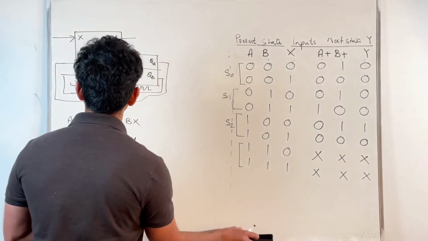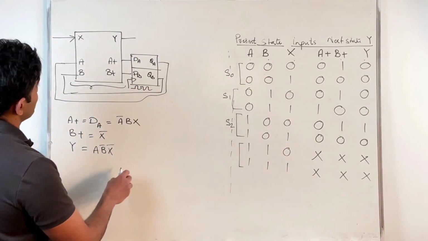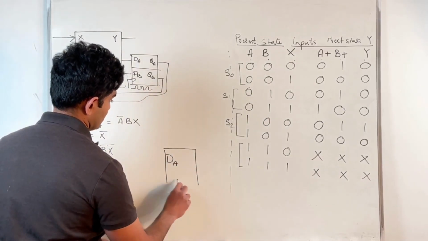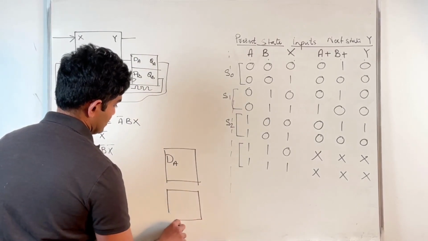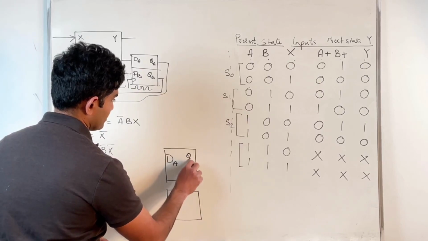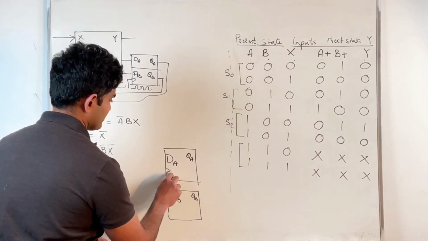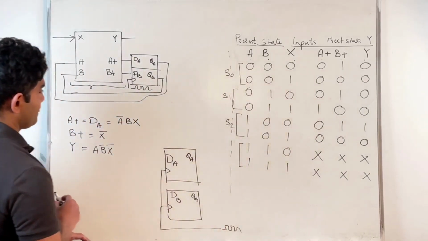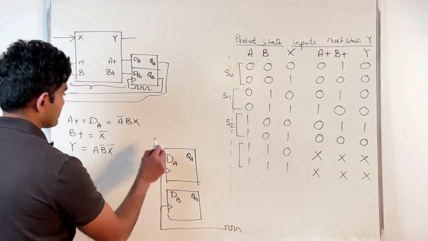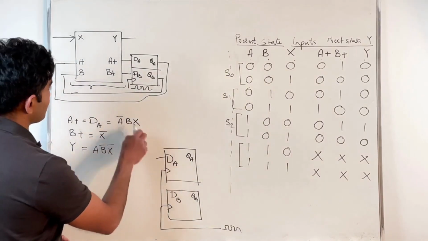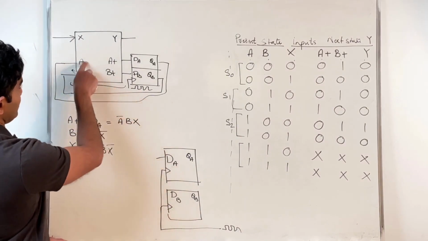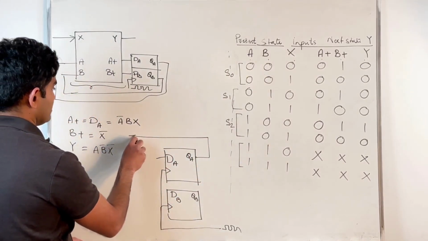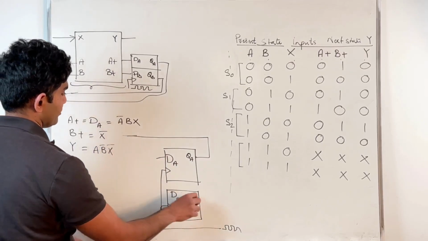So if I were to implement this, my circuit would look something like this, right? So I have dA, dB, QA, QB. That's the clock. A plus, which is dA, is A prime B X. What is A? Again, remember that A is nothing but QA, right? B is QB.